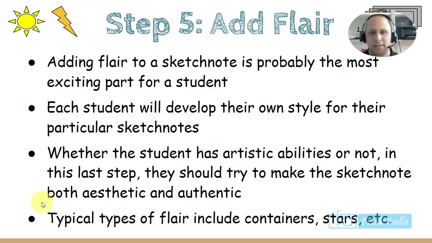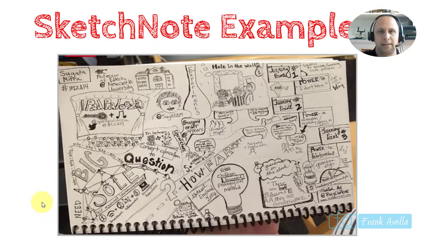If you do use this as an assignment or a project, start off by understanding there's a learning curve. You shouldn't give them low grades. You want them to learn and get better from it. You want to encourage them to foster this skill. So typical types of flair include containers, stars, and things like that.